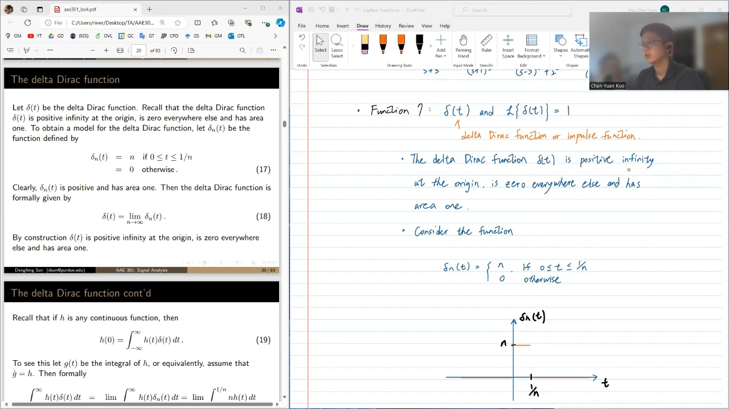First, let's take a look at what the delta Dirac function delta of t looks like. The delta Dirac function is a function that is positive infinity at the origin and is 0 everywhere else, and has an area of 1.